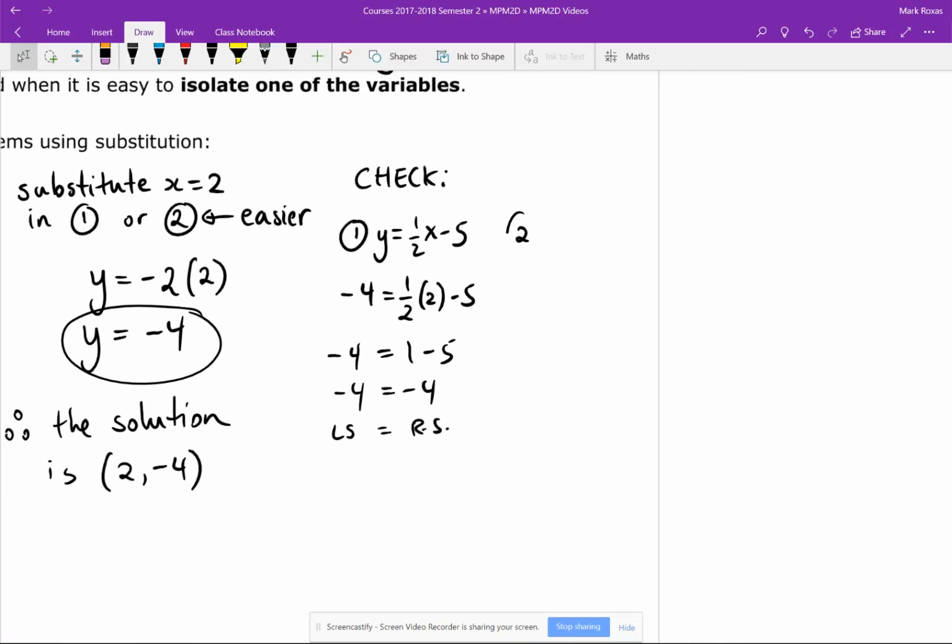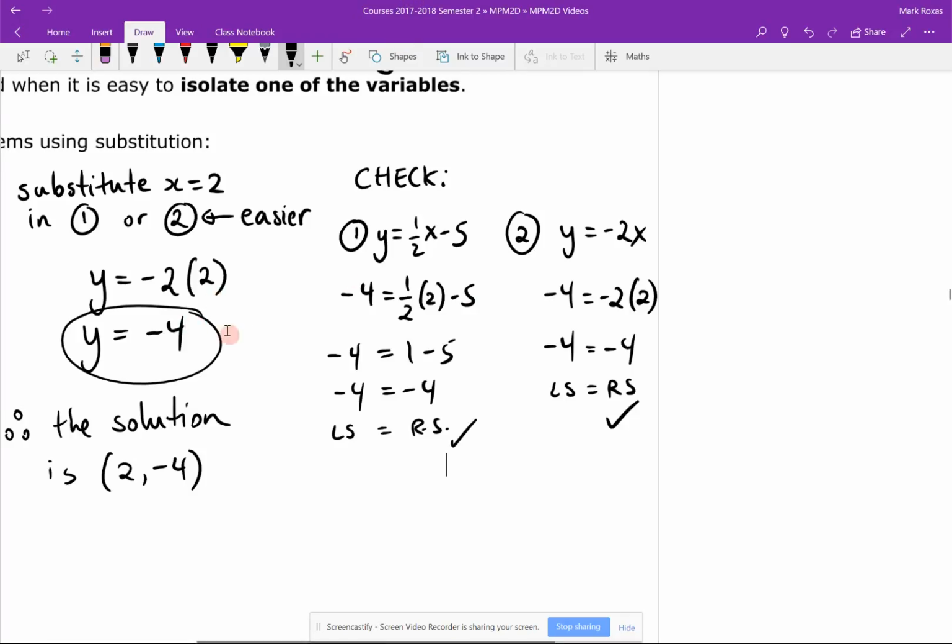We'll check our equation number 2. So equation number 2 is y equals negative 2x. So if y is negative 4 and x is positive 2, you just check, okay, negative 4 on the left, negative 2 times 2 is also negative 4 on the right. So left side equals right side, and we're done. Always do this step, because if you don't and you make a mistake, you can see the mistakes in this checking step. Because if the left side does not equal the right side, then you made a mistake somewhere along the way, in your substitution steps.